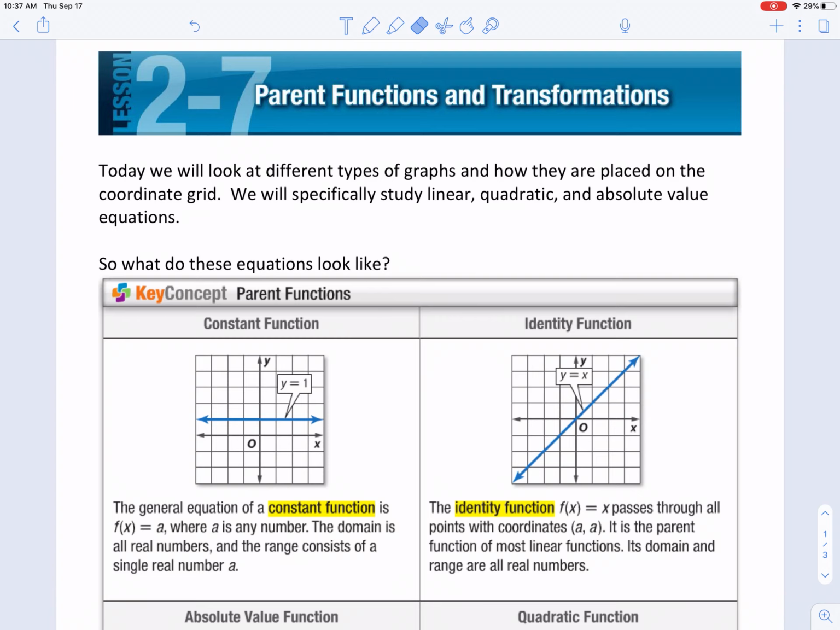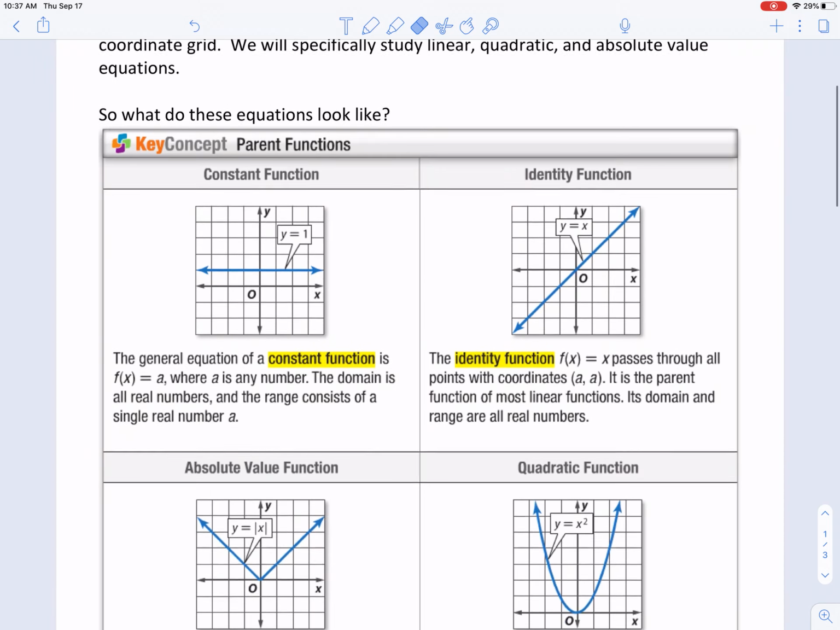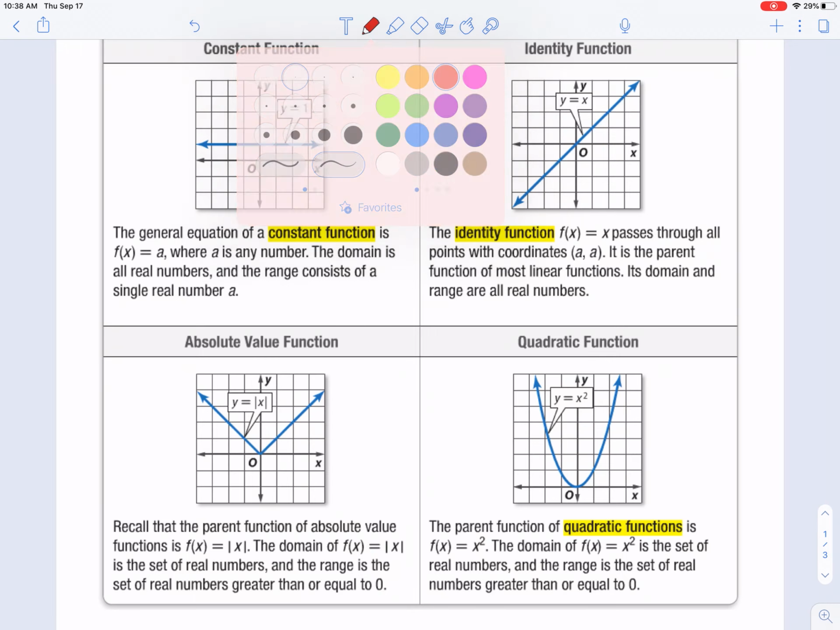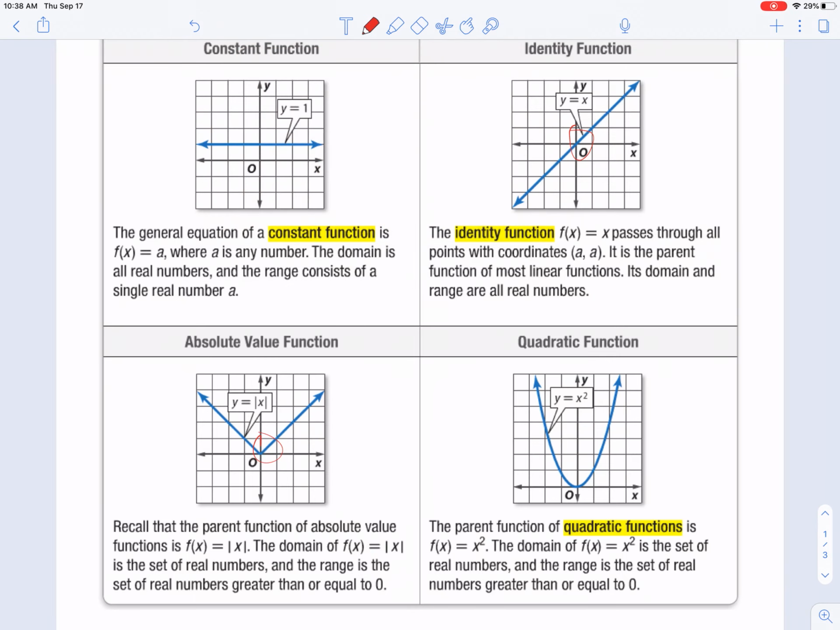So today we're going to be looking at different types of graphs and how they're placed on a coordinate grid. We're going to see some absolute values like we did yesterday, as well as some quadratics, which we haven't seen yet this year, and some straight lines, which we saw earlier in this chapter. So the biggest thing I want you to notice is really the absolute and quadratic functions, but the identity too. Notice how it does go through 0, 0. And the absolute value and the quadratic functions have their vertexes also at 0, 0.